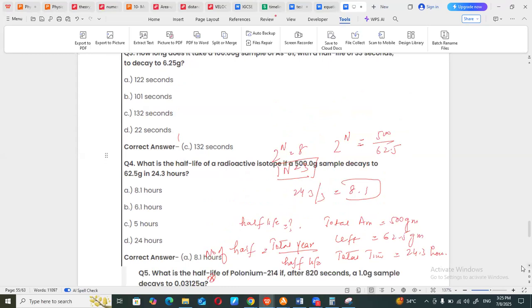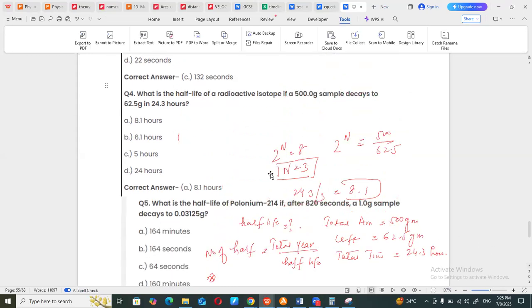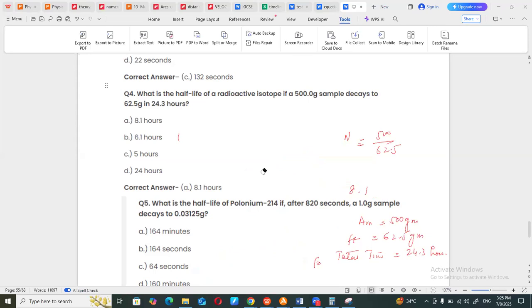So there are so many questions we have on half-life. Half-life is a time duration in which a radioactive isotope becomes half of its quantity, or its activity, which is decay per second, is reduced to half of its quantity, or you can say half of the quantity is being decayed, or half of the quantity is being left.